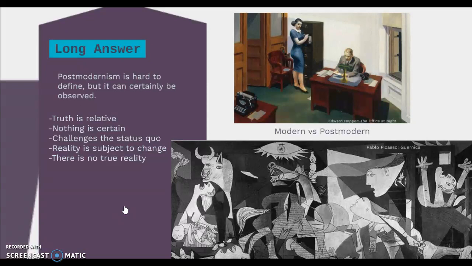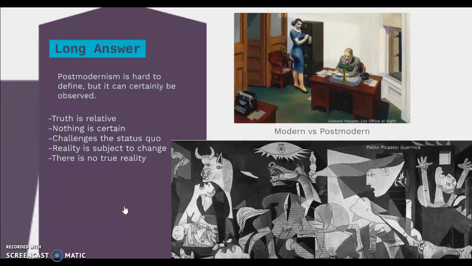So the reason I have two paintings here is to show you the difference between modernism and postmodernism. I know this is a theater class, but I thought it's a lot easier to take in a visual representation than it is to just say, all right, everyone, pause this presentation and go watch two plays, come back, and then start this over. So art is a really good way to see a visual representation of what's going on in theater.